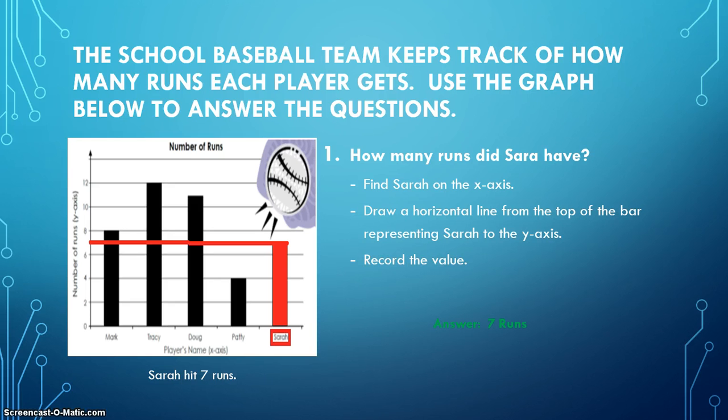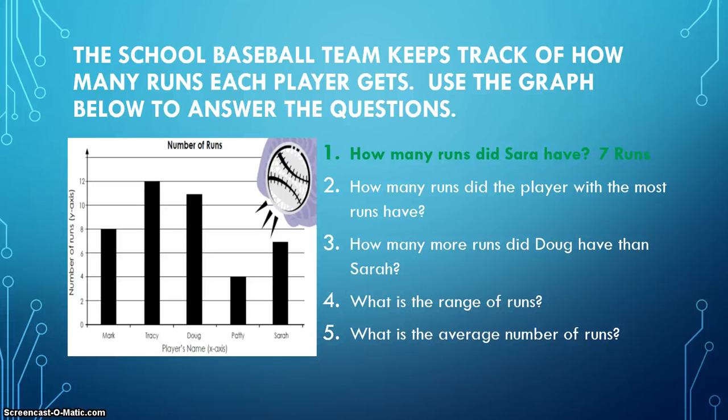So to figure out the number of hits Sarah had, we found the bar that represents Sarah. We drew a horizontal line to the y-axis to see what value that bar represents. In this case, it was 7 runs, and that was our answer. So our answer for number 1, how many runs did Sarah have, is 7.